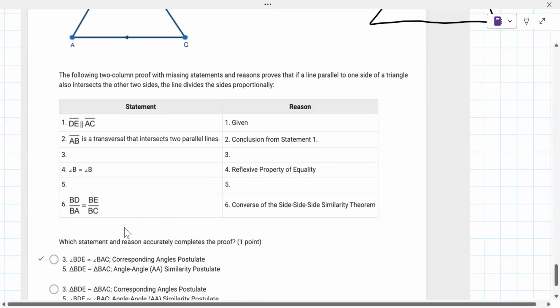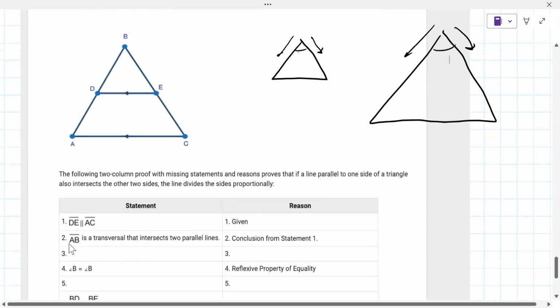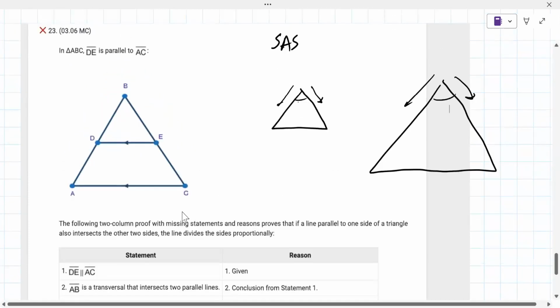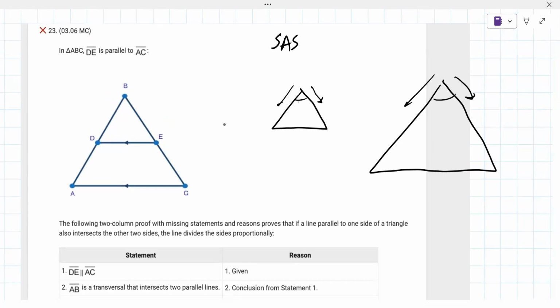We're trying to complete the proof. So it says that DE is parallel to AC, that's given. AB is a transversal that intersects two parallel lines. So that allows you to show that this angle is congruent to this angle, and then the angles over here are congruent as well.